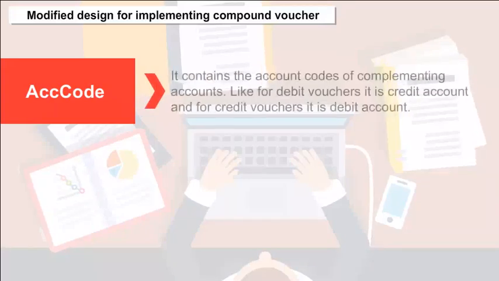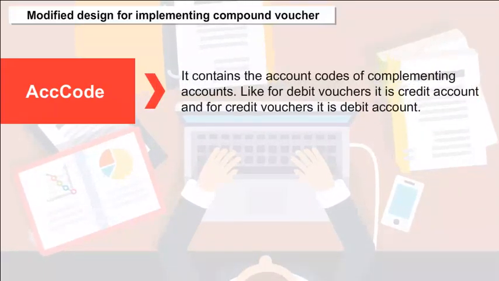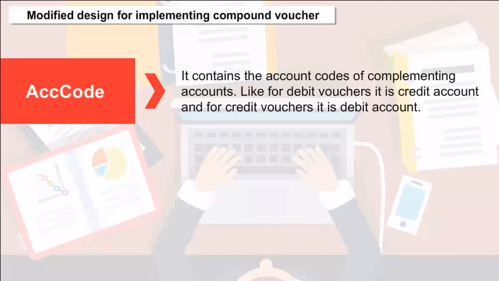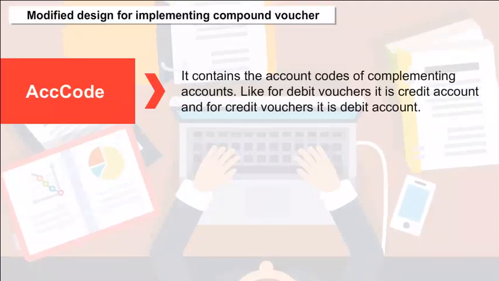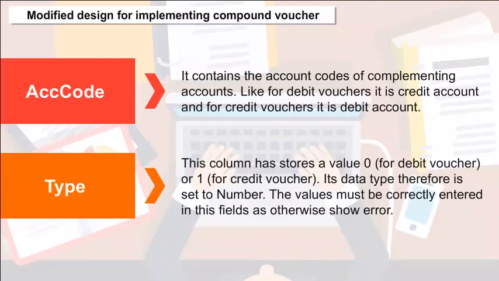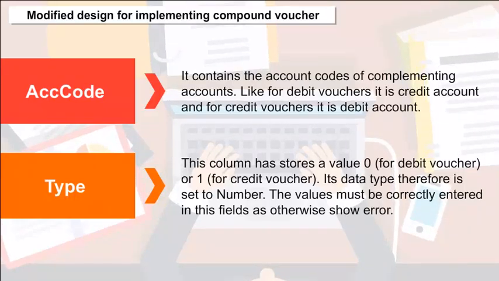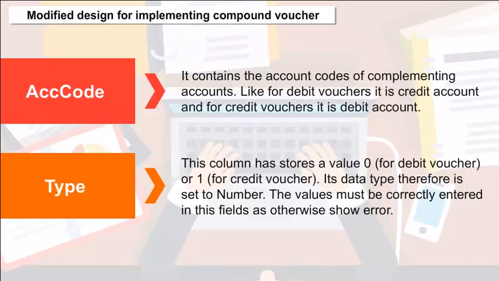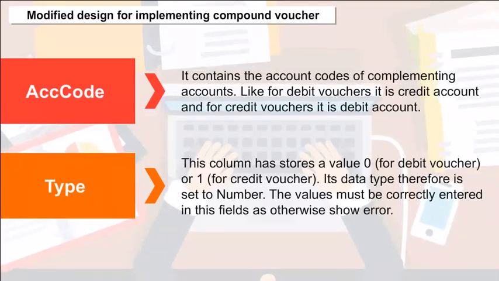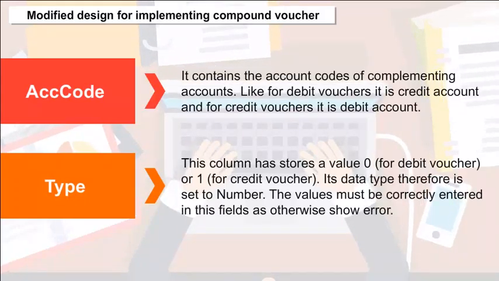ACC code. It contains the account codes for complementing accounts. Like for debit vouchers, it is credit account, and for credit vouchers, it is debit account. Type. This column stores a value 0 for debit vouchers or 1 for credit vouchers. Its data type therefore is set to number. The values must be correctly entered in these fields, as otherwise it shows an error.